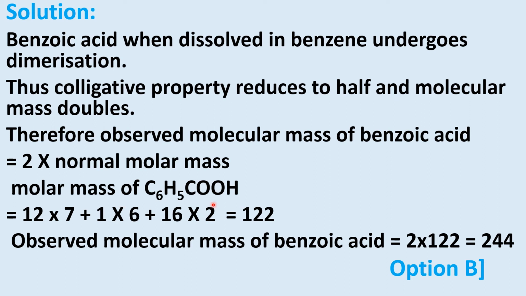Molar mass of benzoic acid C6H5COOH. Here we have 7 carbon atoms, for that 12 into 7, plus we have 6 hydrogen atoms, for that 1 into 6, plus we have 2 oxygen atoms, for that 16 into 2. Together it becomes 122. Therefore, observed molecular mass of benzoic acid is equal to 2 into 122, that is 244. Thus option B is correct.